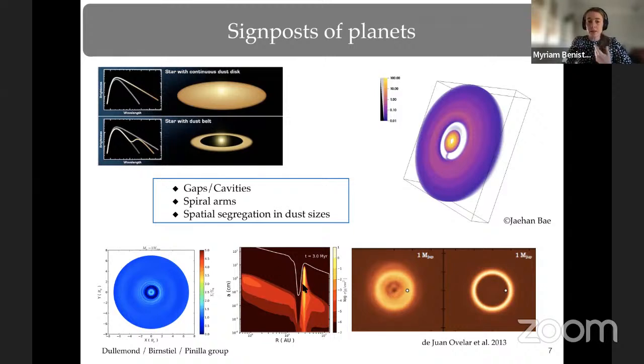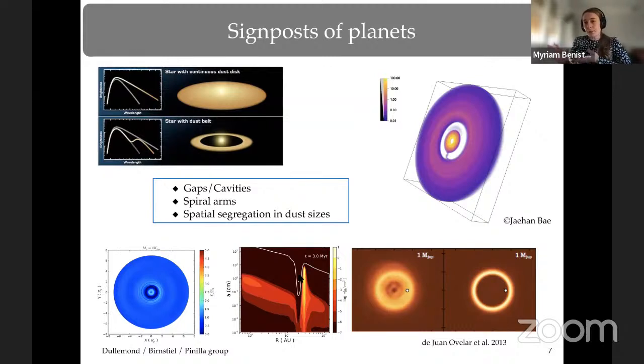On the other hand, the large grains, so for example, millimeter-sized grains that are here, will get trapped in the pressure maximum here and will concentrate in this region. And that's what we call dust traps. And these are maybe the regions where dust grains can grow and coagulate to form planetesimals and then planets.